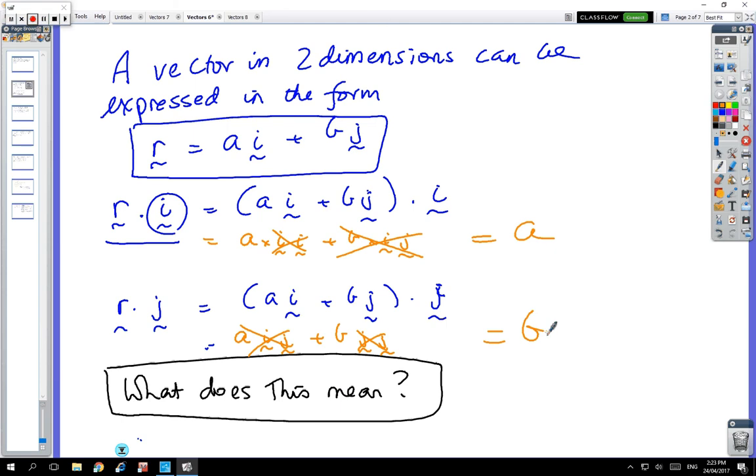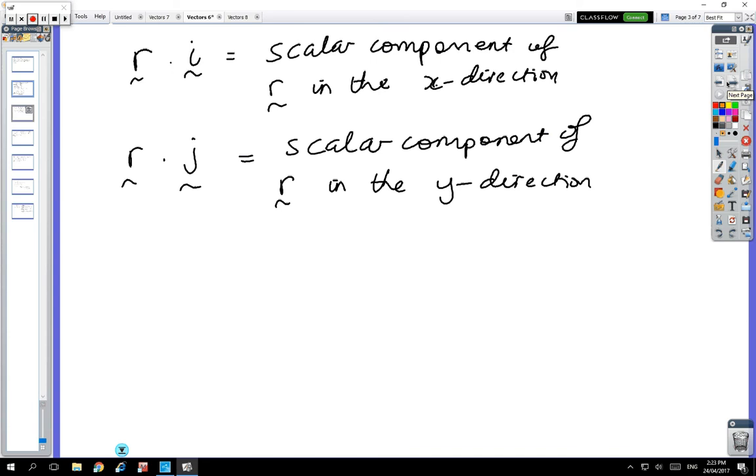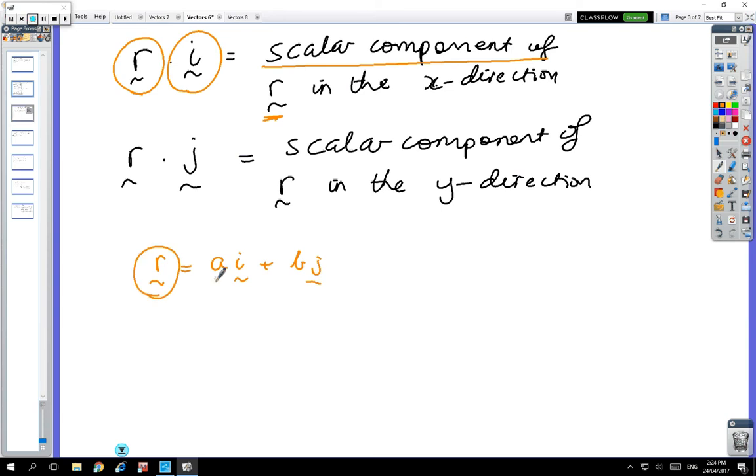Okay, come across. So if I take a vector and multiply it by a unit vector in the i direction, I get the scalar component of r in that direction. Just remember that r equals ai plus bj. If I multiply r by i I just get the scalar component in the x direction, and if I multiply it by j, I just get the scalar component in the y direction. Okay, so how is that useful? Come across and we'll have a look.